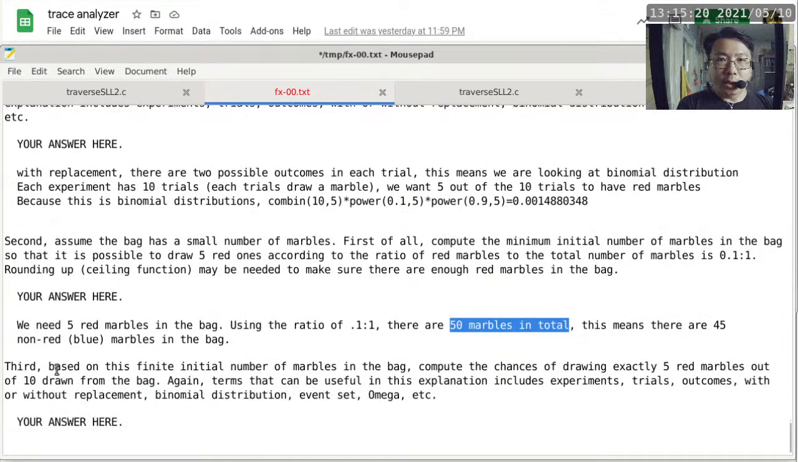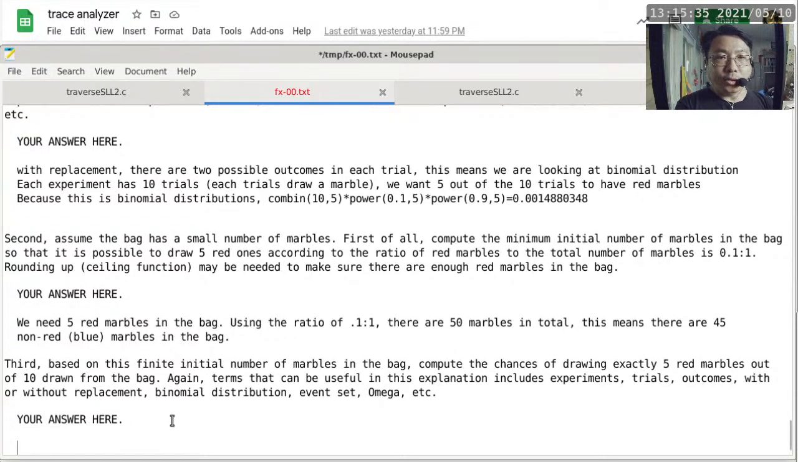All right, next one. Third, based on this finite initial number of marbles in the bag, compute the chances of drawing exactly 5 marbles out of 10 from the bag again. All right, but this time it is different because the bag is no longer a magical bag, which means once you draw a red marble out, you cannot draw that red marble out again. Okay, it is out. So now we have to look at this problem in a different way.